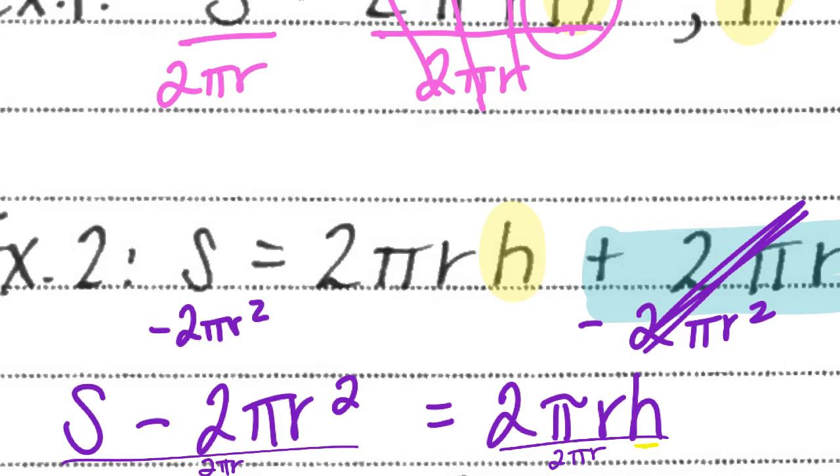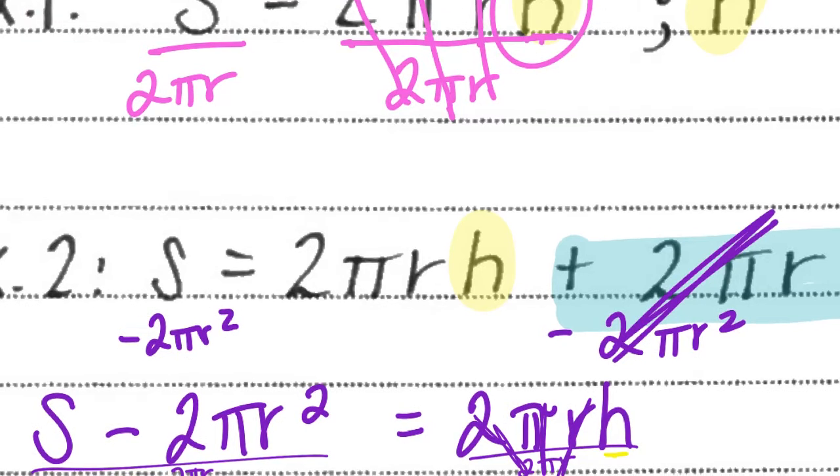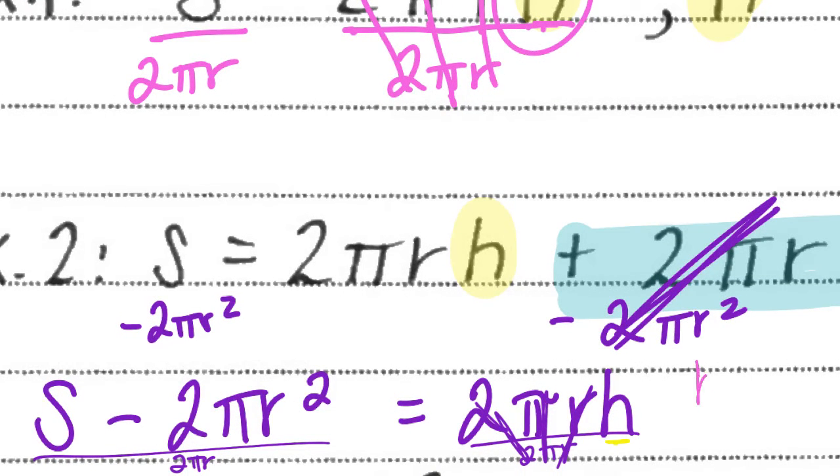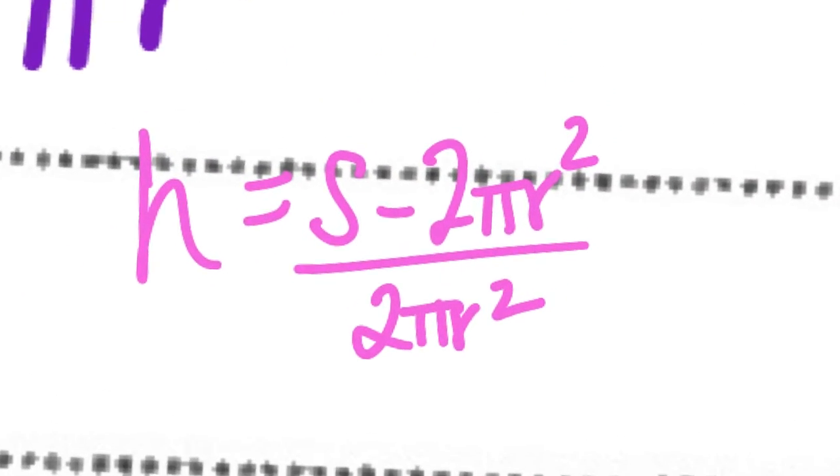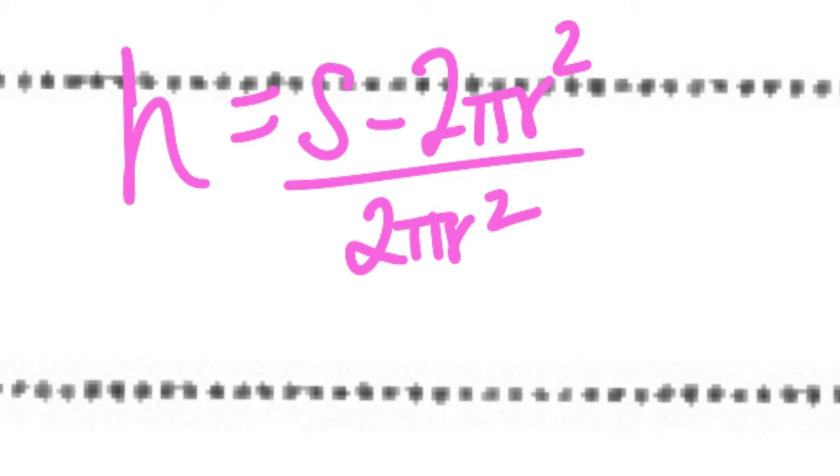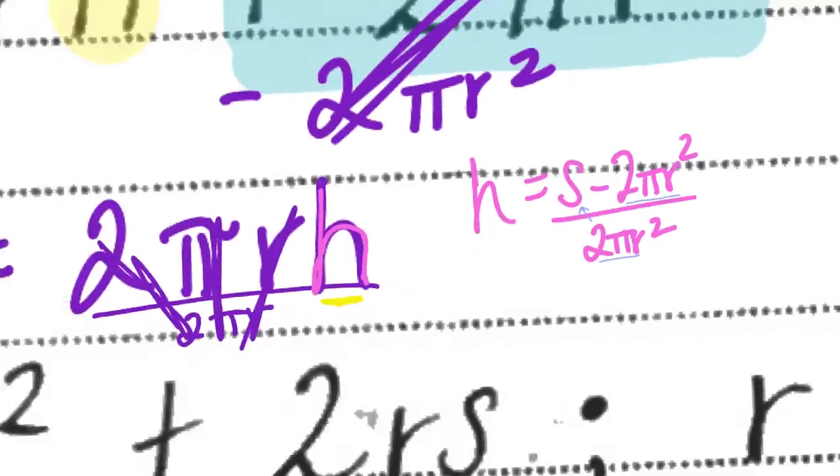Now, I'm running out of room, I apologize, but notice the R's cancel, pi's cancel, and 2's cancel. So my answer becomes, I'm going to write it in pink over here, H is equal to, and I'm just writing this H on the left side now, S minus 2 pi R squared all over 2 pi R squared. Now we're not going to get into the logistics of all of this yet, okay? But remember that in order for these 2 pi R squares to cancel, there would have to be one over here too. So we're just going to leave it as is for now in Algebra 1, and we'll get to the canceling a little bit later.